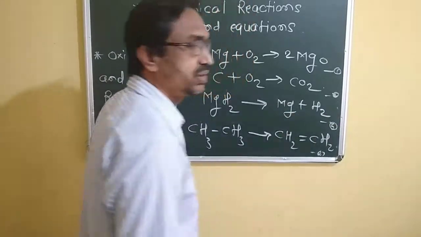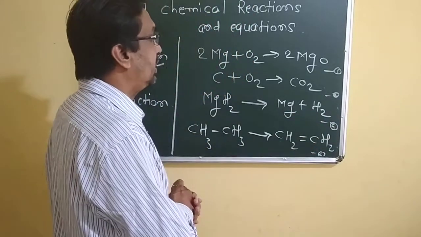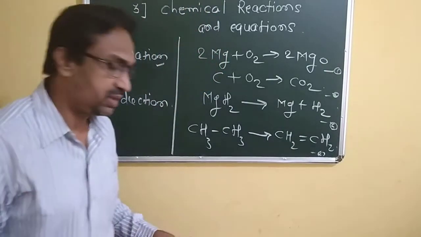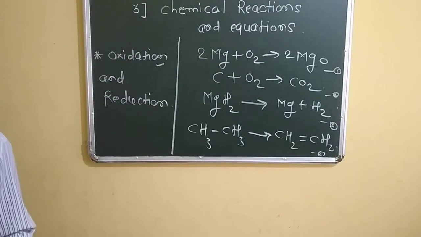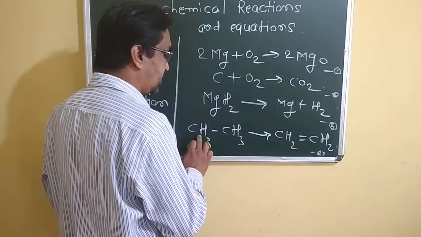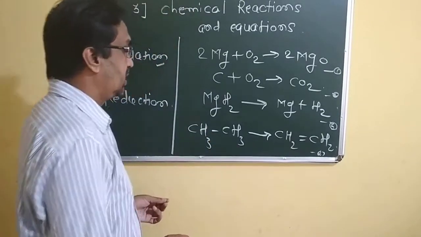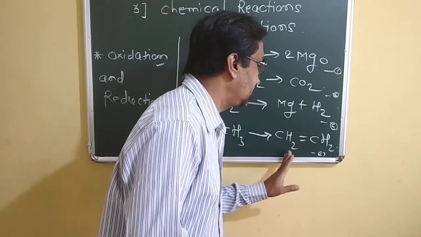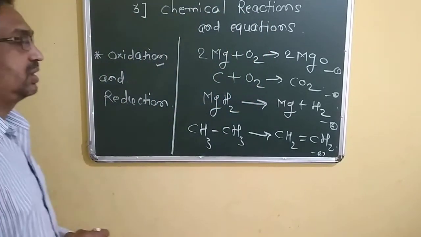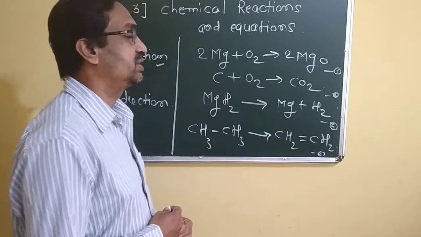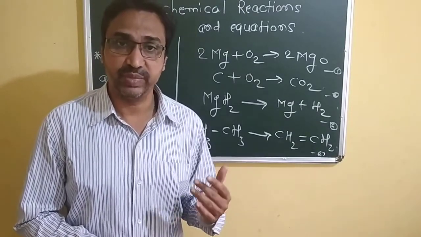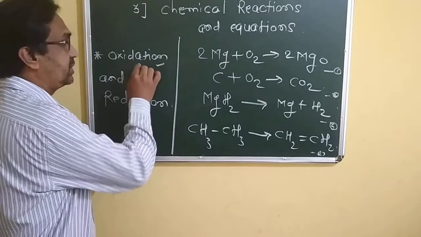and hydrogen is removed from magnesium hydride. Hydrogen is lost in this reaction. Here also CH3 single bond CH3 becomes CH2 double bond CH2, and here also hydrogen is lost. The reaction in which hydrogen is lost or oxygen is gained or combined is called an oxidation reaction.